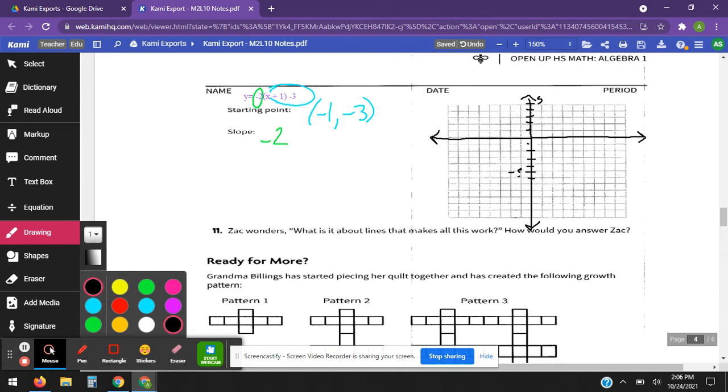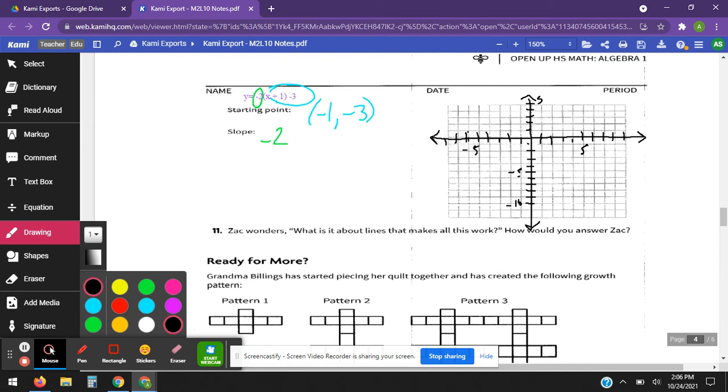-5. 6, 7, 8, 9. -10. 1, 2, 3, 4. 5, 6, 7, 8, 9. 1, 2, 3, 4. -5, 6, 7, 8.